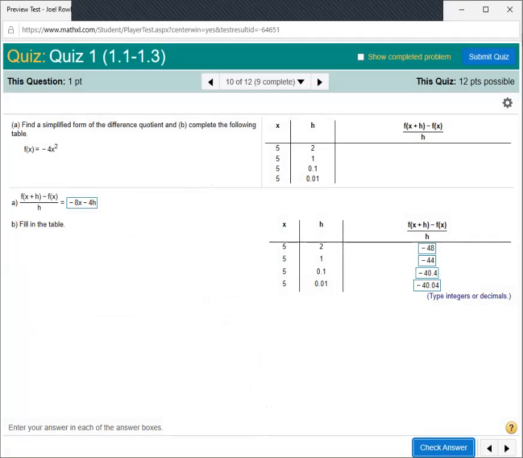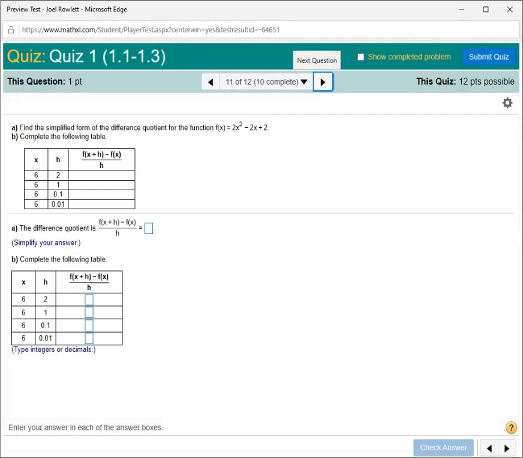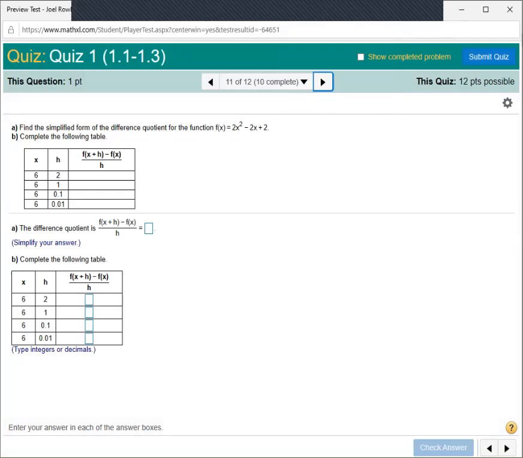And let's move on to problem number 11. Okay, so number 11, it's the exact same scenario. They've just changed the function. And let's see what we have. It says to write the difference quotient again.